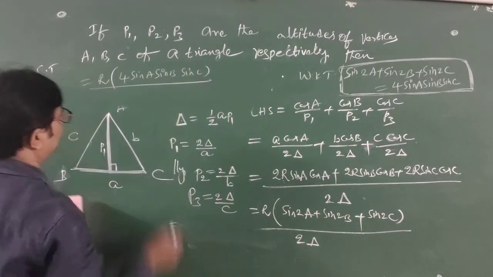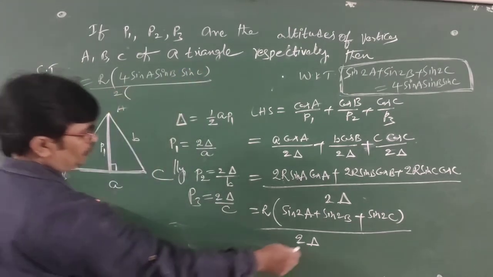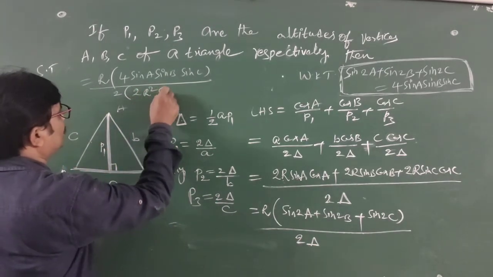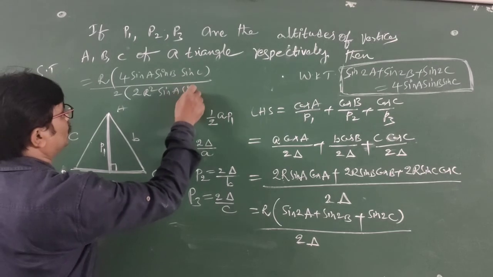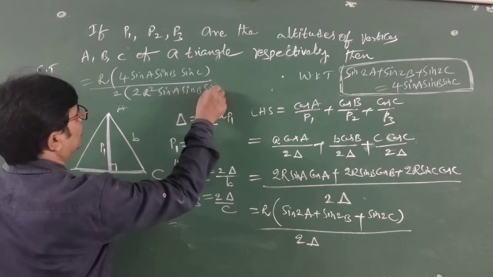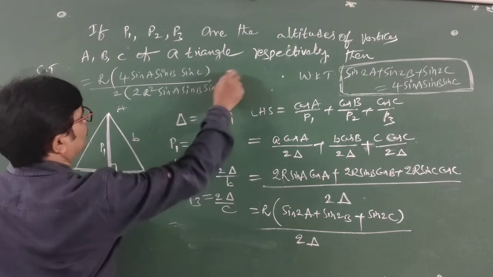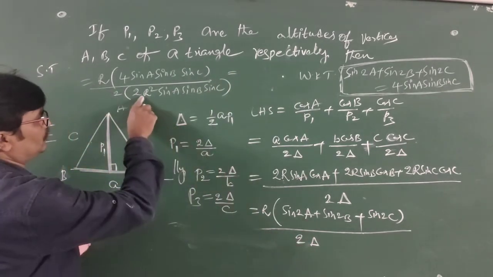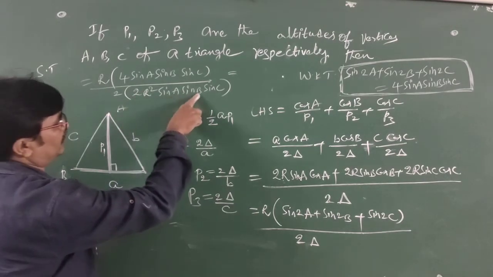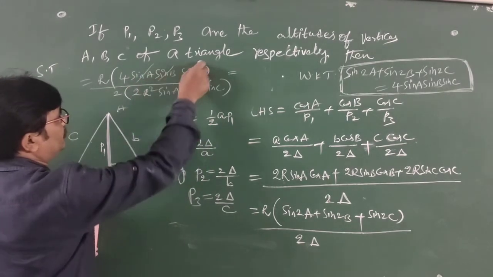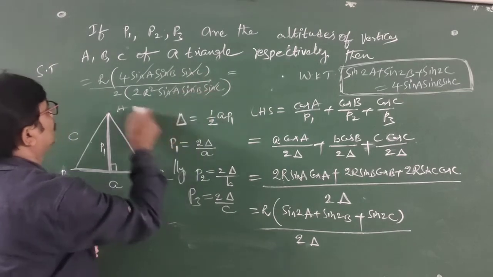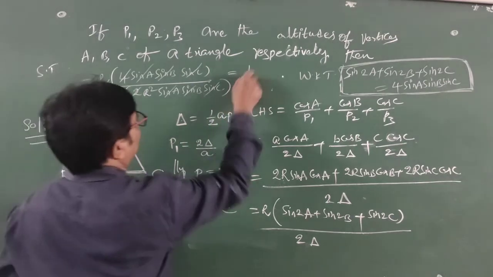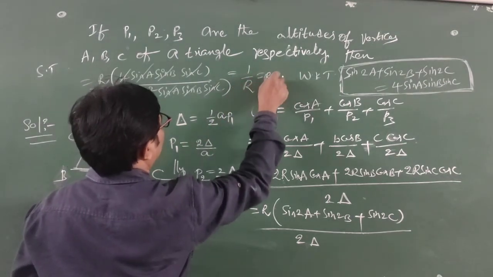My dear students, 2 into, what is the formula of delta? Delta, we know, is 2R square sin A into sin B into sin C. Is it clear? Everybody knows that delta is 2R square sin A sin B sin C. Sin A sin B sin C are cancelled. 2 into 2 is 4, this is also cancelled. R by R square, that is 1 by R, is the right hand side.